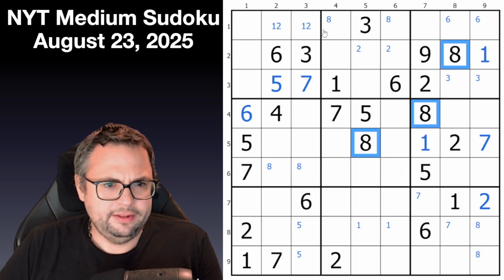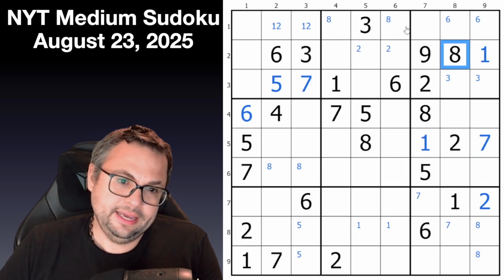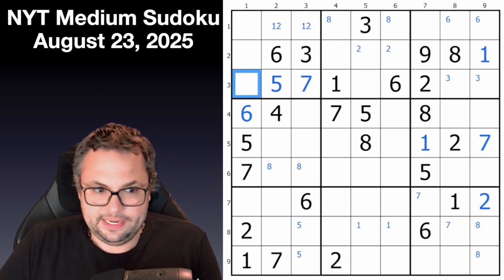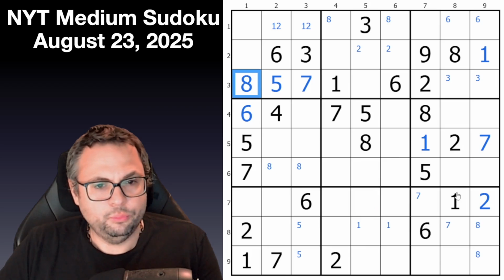Let's see, so we've got 8s. Okay, and so now that 8 together with this 8 being corner marked into row 1 places the 8 here in box 1.